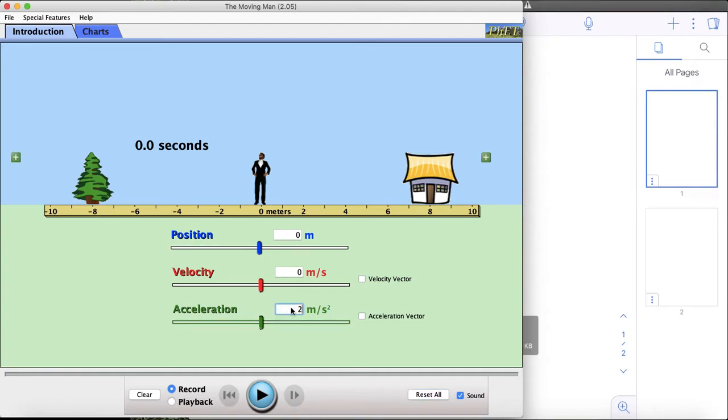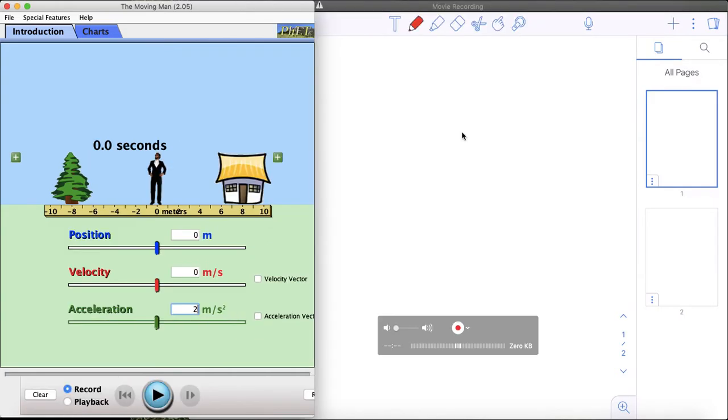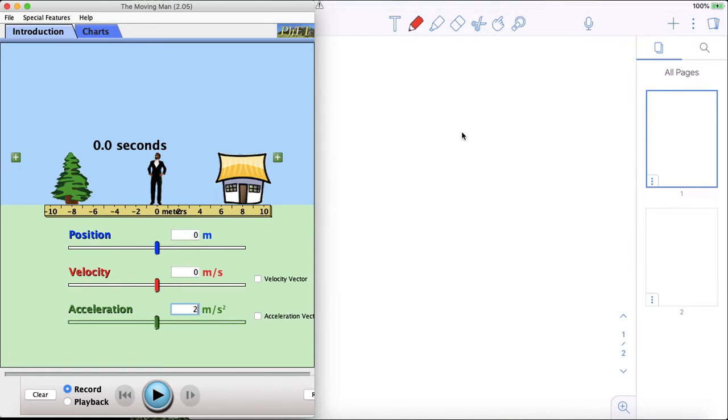All right. So let's say the person is accelerating at 2 meters per second squared. I'm going to sort of look at where this person is going to move like this. He's going to move a little bit and a little more because he's going faster. Right? When you're accelerating, you're going faster and faster and faster.